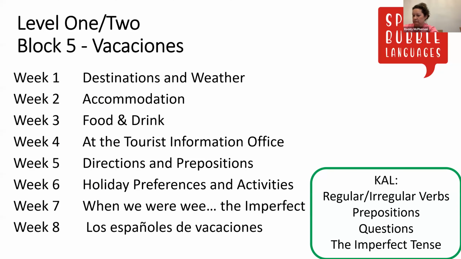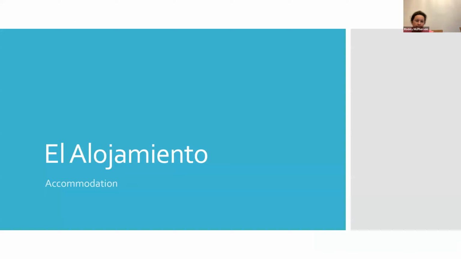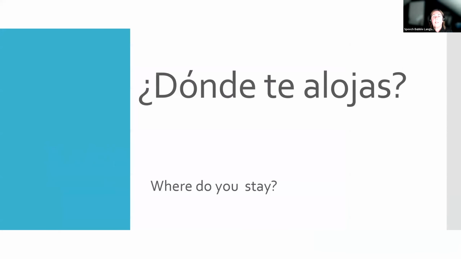Okay. Tonight we are going to look at accommodation. Accommodation is el alojamiento. But what you would say is, where do you stay? Where do you stay when you go on holiday? ¿Dónde is where? ¿Dónde te alojas? Where do you stay? You would then say, I stay in, me alojo en, I stay in, and then whatever it is that you're staying in.